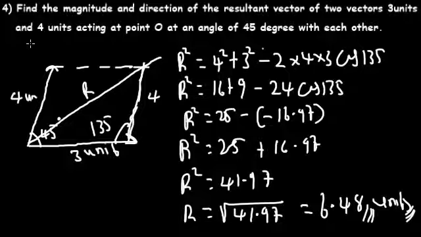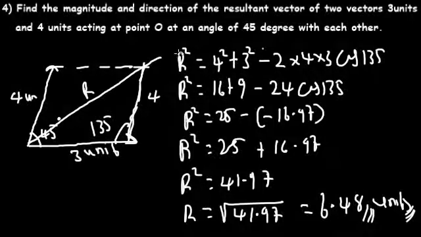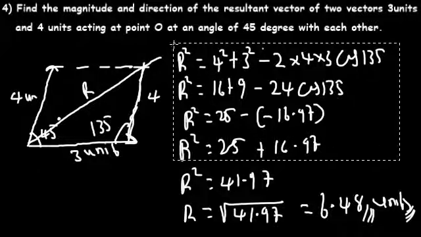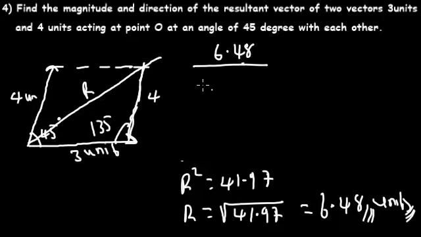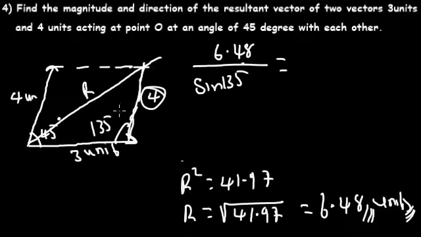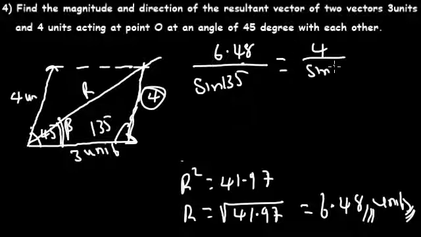Now that we have the resultant vector, let's find the direction of the resultant vector. Now we have gotten the value of r to be 6.48. According to the sine rule, 6.48 divided by the sine of the angle, sine 135, equals 4 over the sine of the angle facing it. Whatever we are to use to represent it, let it be beta.